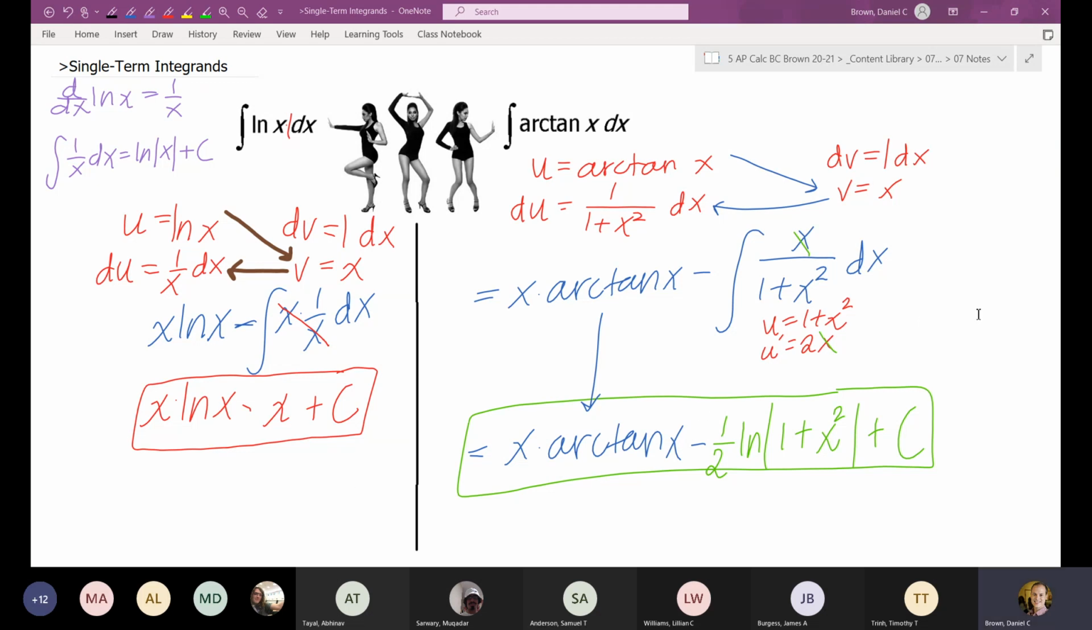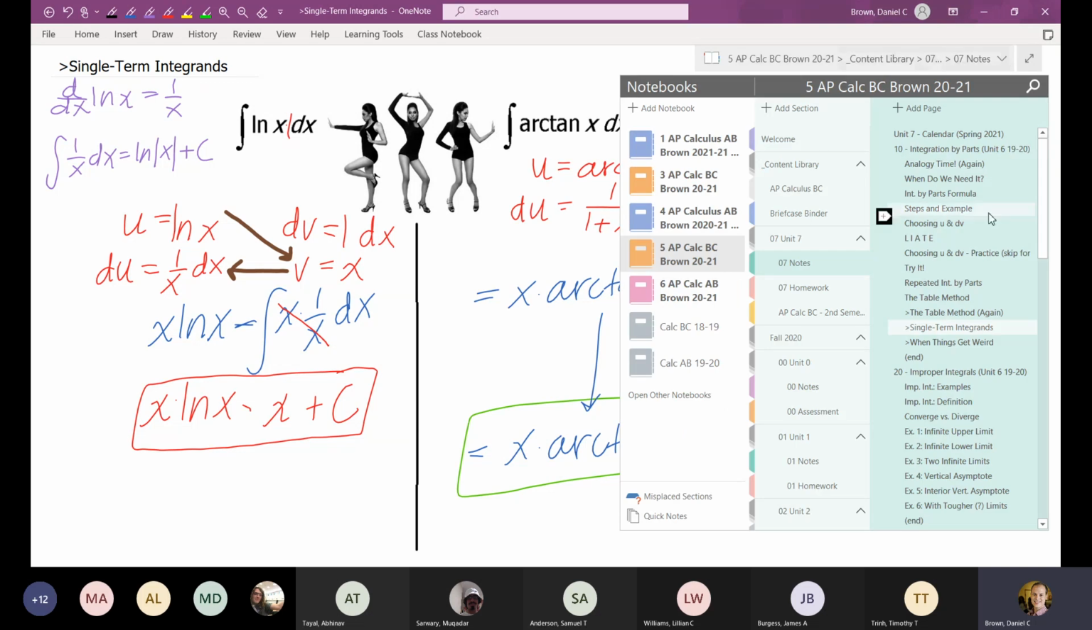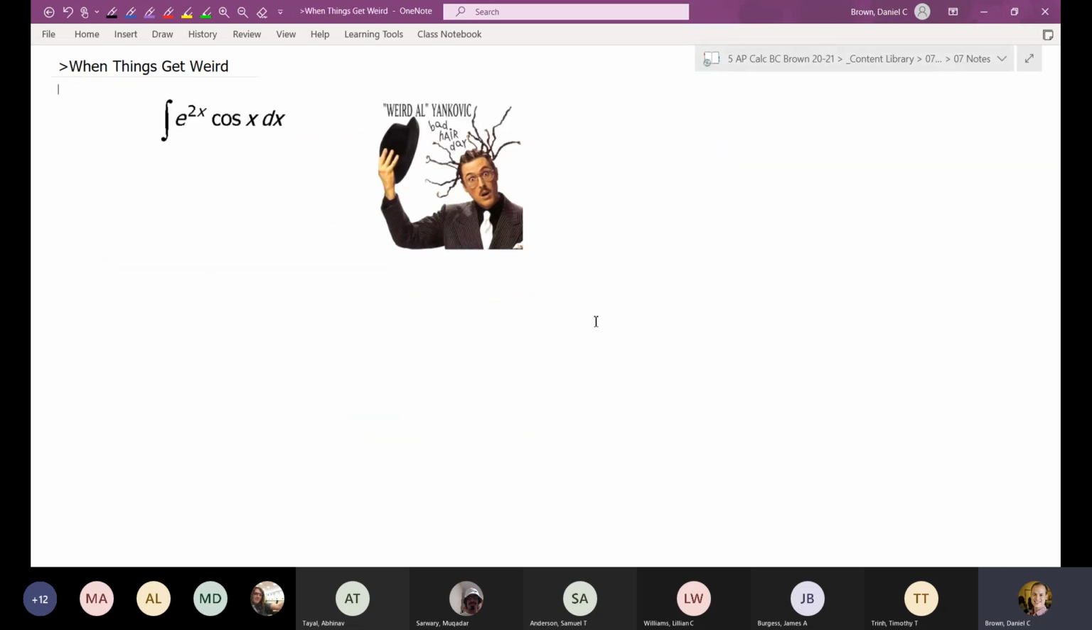All right, last one. I did save this one for last for a reason. I don't really have a name for it, but it's kind of just a weird thing that can happen when you're integrating by parts. So let's talk about why this is going to end up being weird.